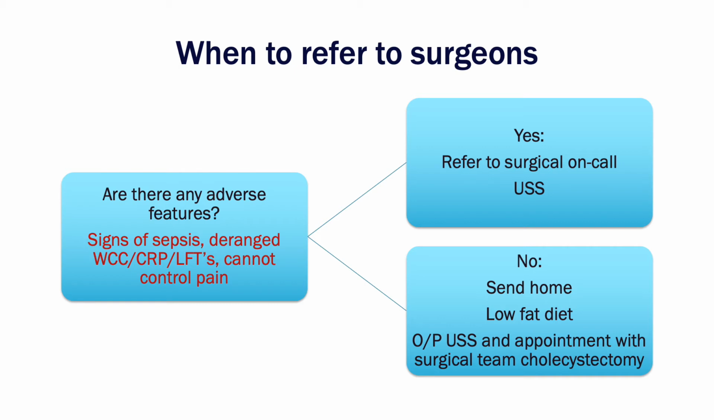If the answer is that there's any derangement in any of these, then you need to refer to the surgical on-call team and they might do further imaging such as an ultrasound. If actually the patient's very well and we're able to control the pain in A&E, you can send them home, advise them to go on a low-fat diet, and then they may need an outpatient ultrasound and an appointment with the surgical team to discuss a future cholecystectomy.